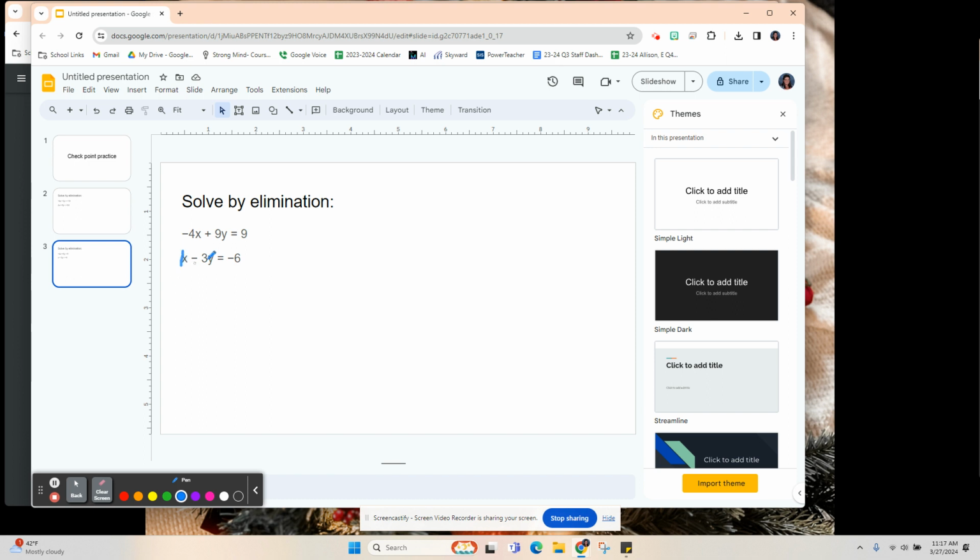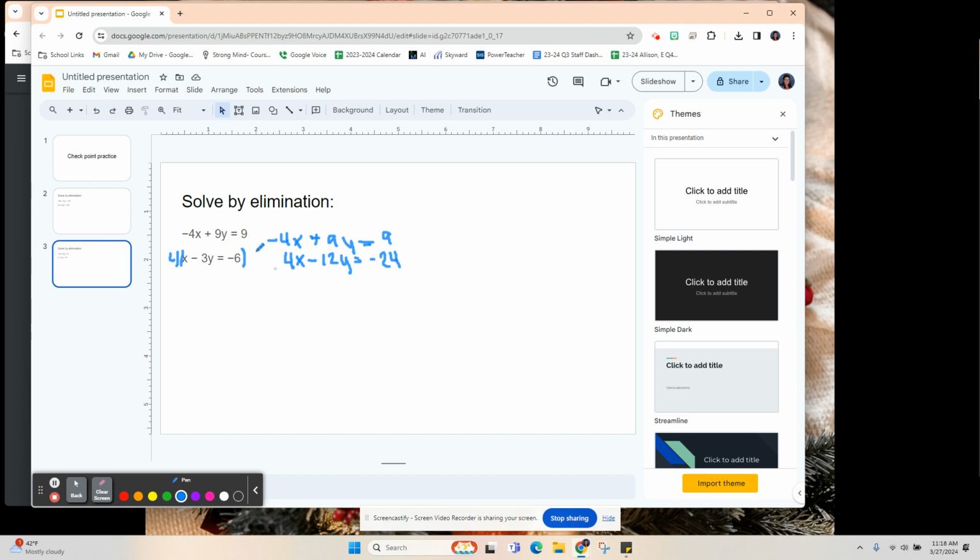So to get x to be 4x, I'm going to take this entire equation and I'm going to multiply it by 4. Okay, when I multiply this whole equation by 4, 4 times x is 4x. 4 times negative 3y is negative 12y. And 4 times negative 6 is negative 24. And then I'm just going to copy this equation on top of it so that we have them stacked up nicely. Plus 9y equals, wow, maybe not nicely.